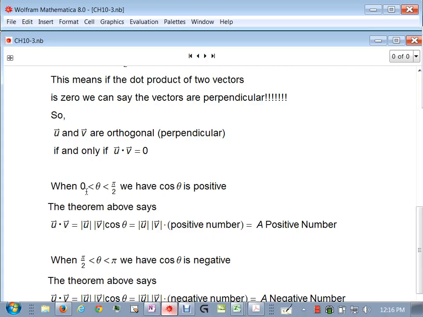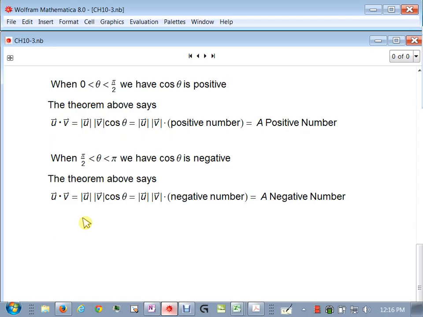Now, on the other hand, if the angle between the two vectors is between pi over 2 and pi, I know cosine over there is negative, which means we have a negative number here, which means the dot product will be negative.